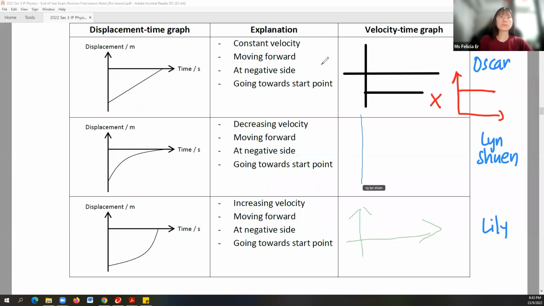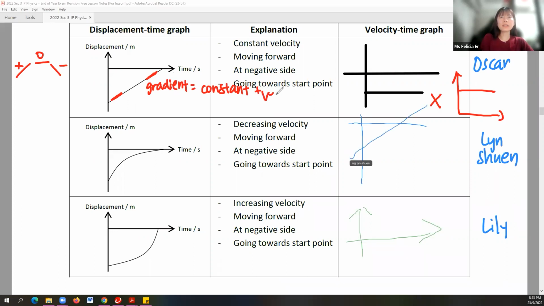Okay, so let me explain for this diagram here. Same thing, always check the gradient. The gradient this time around is constant, right? Because at the start and at the end it is the same steepness. So it's constant. Then how's the gradient here? Based on math, upward is positive, downward is negative. This is a positive gradient. That's why you must make sure that the gradient, which tells you the velocity, is constant and positive. That's why you see the VT graph is a positive velocity and it is constant. So this is the answer.